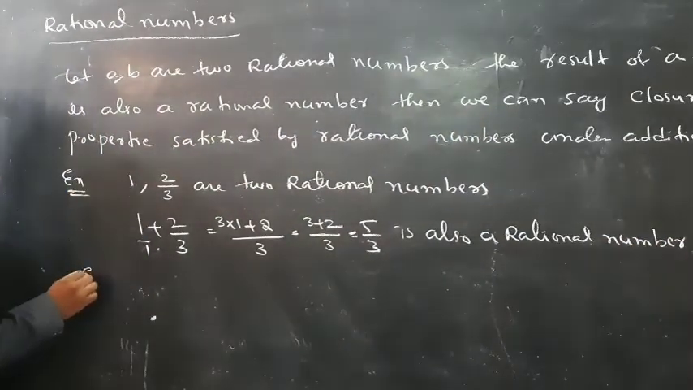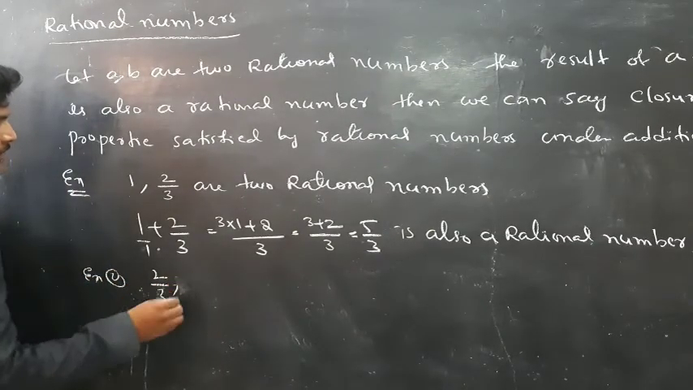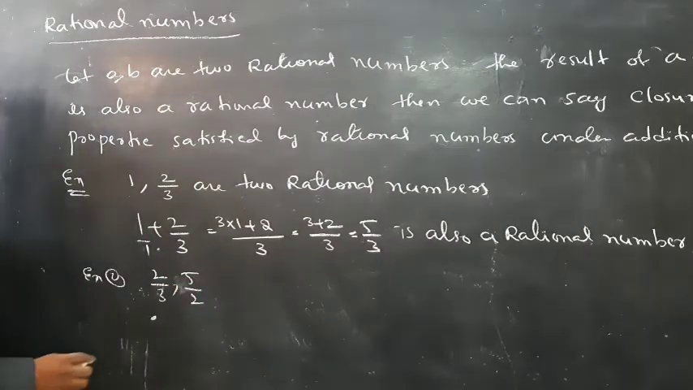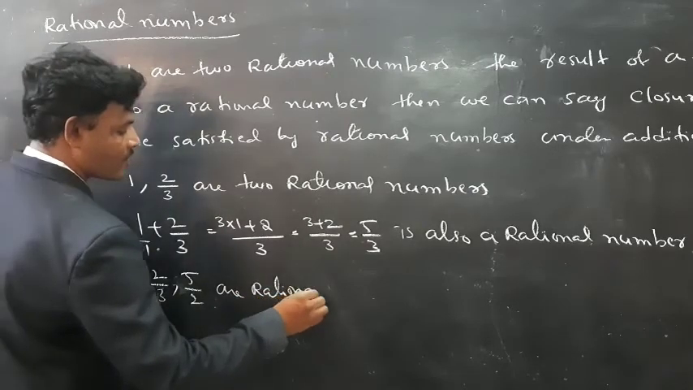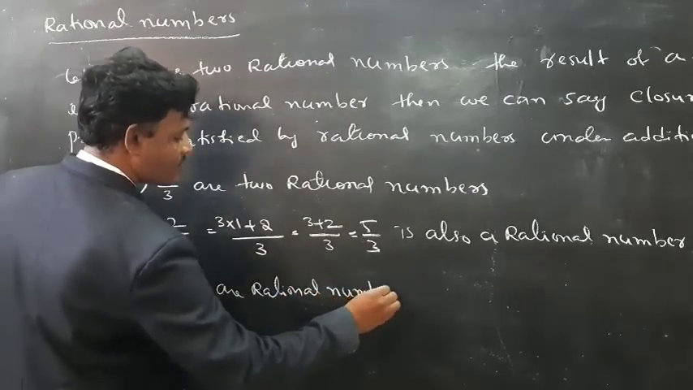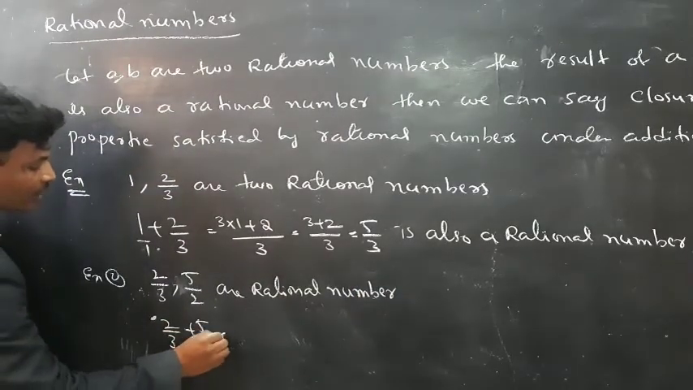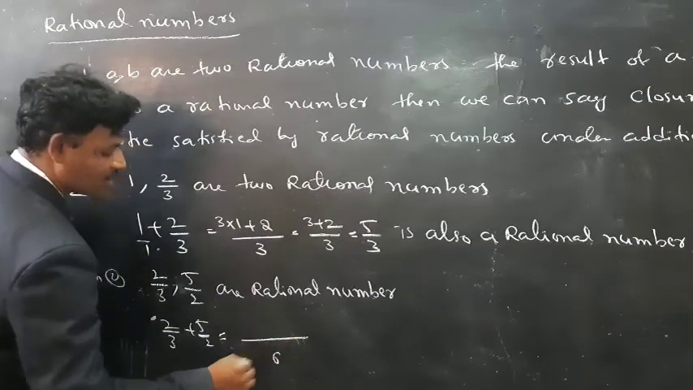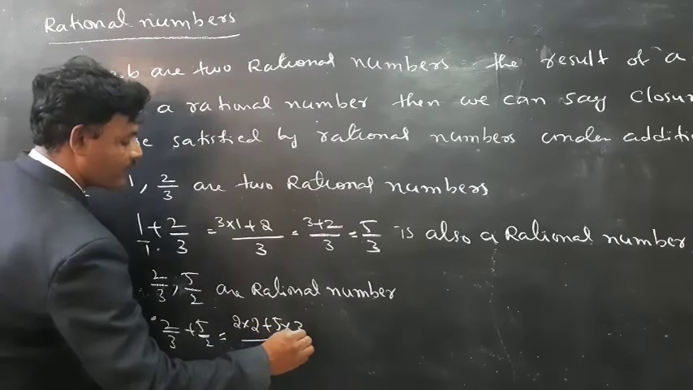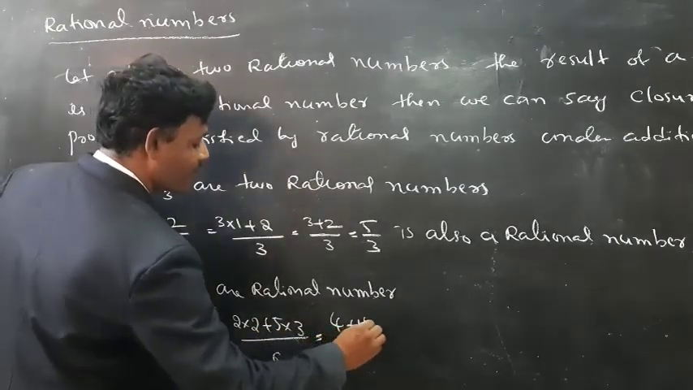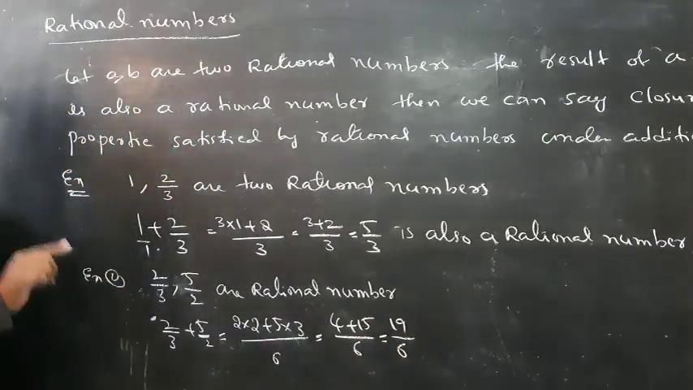Now example 2. 2 by 3, 5 by 2 are rational numbers. Then I am going to take 2 by 3 plus 5 by 2. Here, what is the LCM? 6 is the LCM. So it is (2 into 2 plus 5 into 3) by 6, which is equal to (4 plus 15) by 6, which is equal to 19 by 6. 19 by 6 is also a rational number.